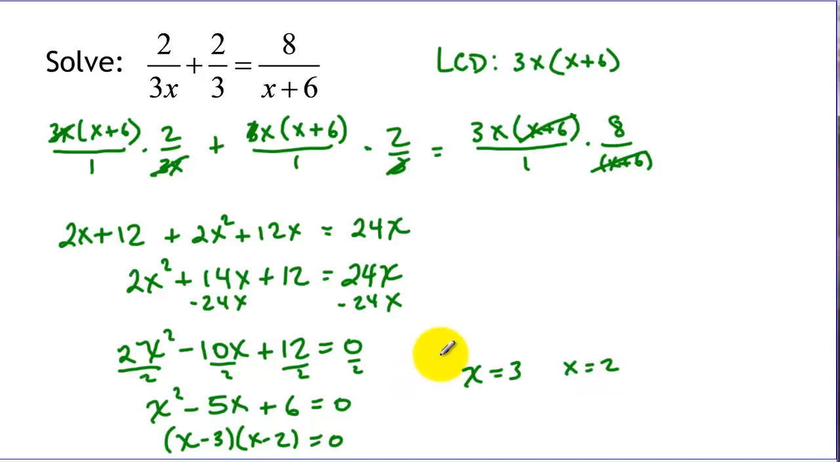So if we go back to our original problem and plug them in, we can see whether or not either of these answers cause us to divide by 0. So in this case, if we put 3 in, we're okay. And if I put 2 in, we're okay. So we have two good solutions for this problem. All right, let's look at one more of these.